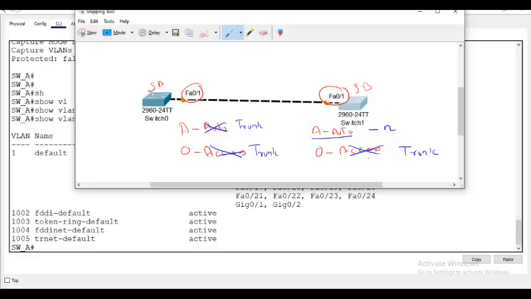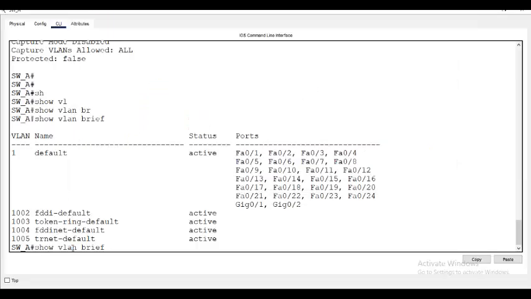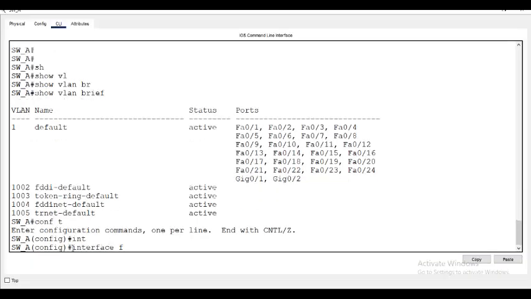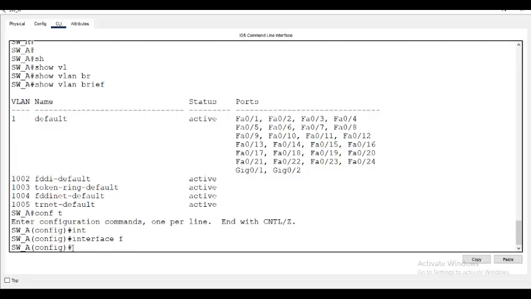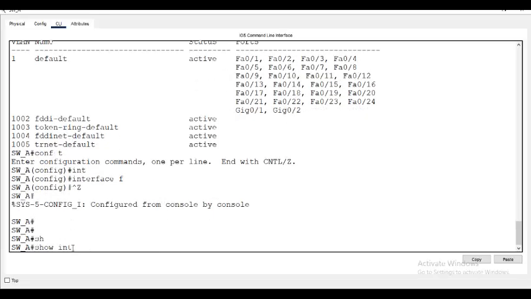Are you ready? Shall we go check it? Let's do. I'm on switch A. I'm going to put the interface F0/1. Before that, see this. Show interface trunk, nothing on either side. Even in the previous class, I did this same command. I showed you. Show interface trunk. You see nothing.